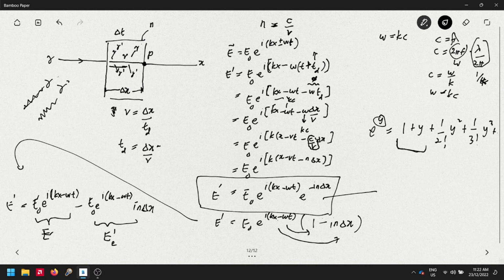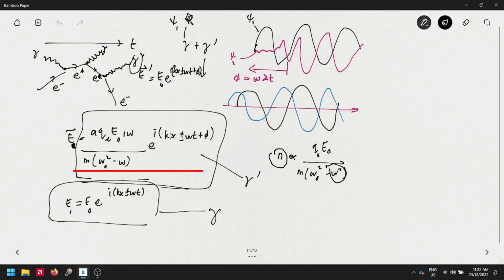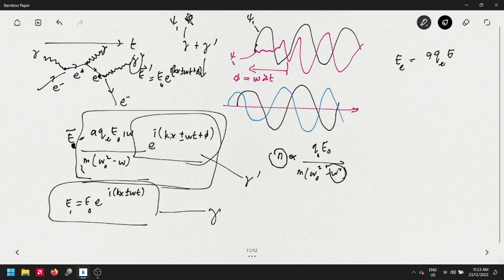So if you compare this one with this one, you can relate. Here you equate the amplitude, not the guy over here. You take the amplitude of the electric field. For this one, the amplitude is given by A, q E naught over, there is i omega here, m (omega naught squared minus omega squared). It should be squared here.